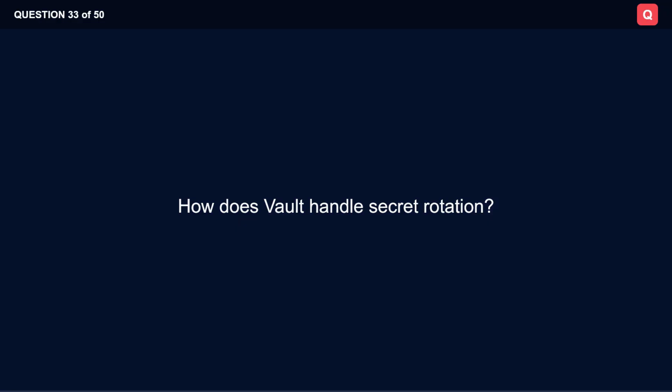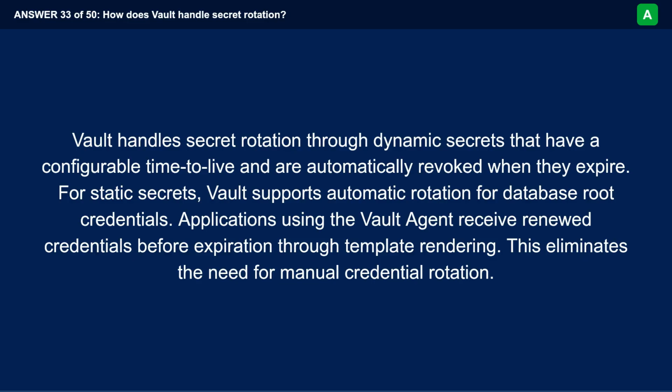How does Vault handle secret rotation? Vault handles secret rotation through dynamic secrets that have a configurable time to live and are automatically revoked when they expire. For static secrets, Vault supports automatic rotation for database root credentials. Applications using the Vault agent receive renewed credentials before expiration through template rendering. This eliminates the need for manual credential rotation.